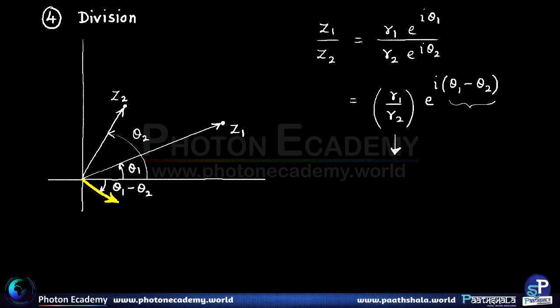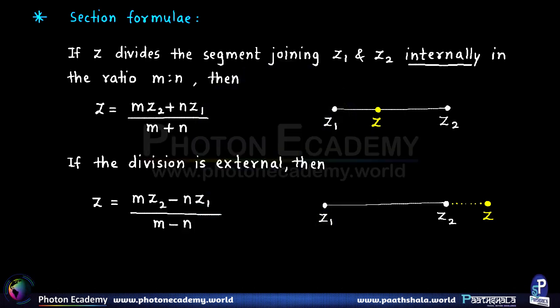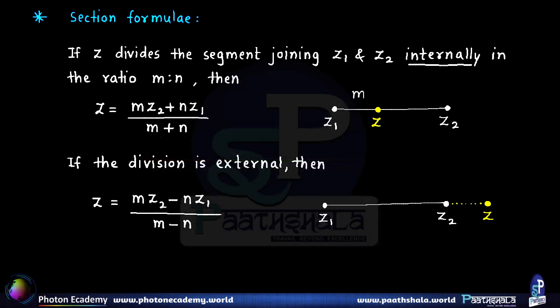Now let's move ahead and see the section formulae for complex numbers. Now here also the corresponding formulae from plane coordinate geometry apply without any change. So if z is a complex number that divides the segment joining two complex numbers z1 and z2 internally in the ratio m is to n, then the complex number z is given by (mz2 + nz1) upon (m + n). Right. So here the ratio of internal division is m is to n. So you see that it's exactly the same formula.